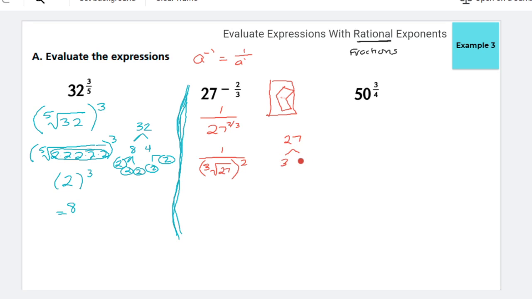Now 27 is 3 times 9, and 9 is 3 times 3. So when I'm talking about the cube root of 27, I'm looking at the cube root of 3 times 3 times 3, and then I'm squaring it. That means I need 3 of a kind to remove the 3 from the house, and I have that. So this is 1 over 3 squared, which is the same thing as 1/9.